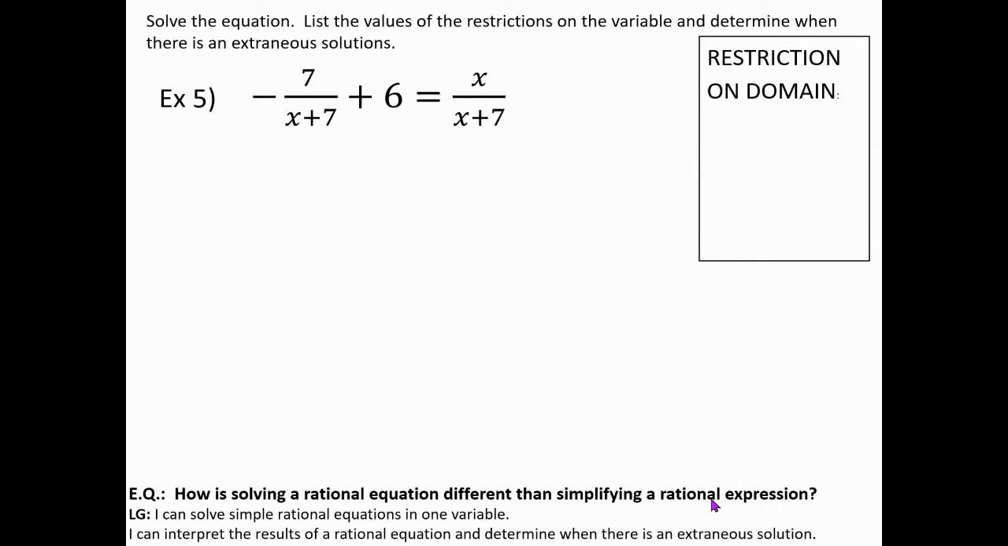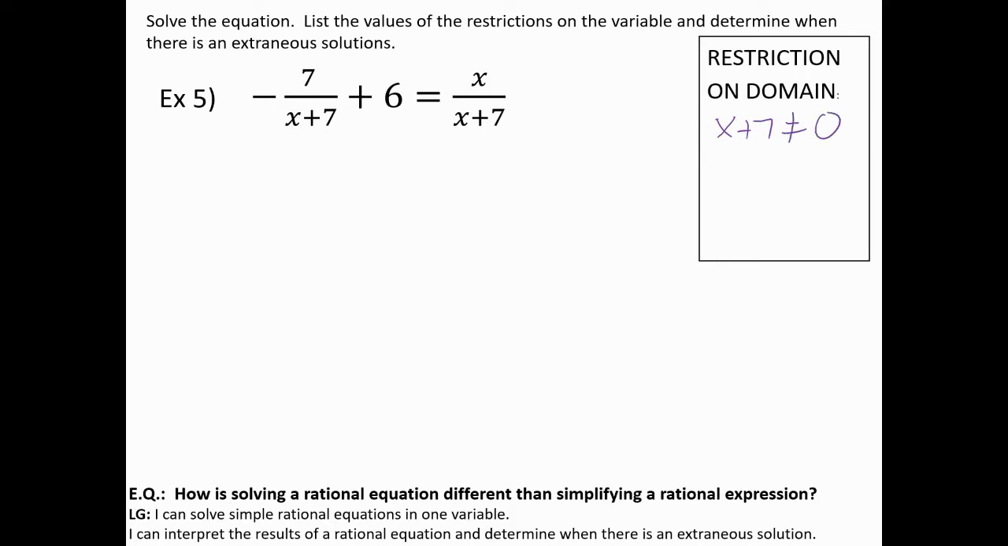Okay, here is another example of solving equations. Remember, we always have to list our restrictions. So that's where we just look at the denominator. Notice we only have one denominator, and that is x plus 7. And it cannot equal 0.